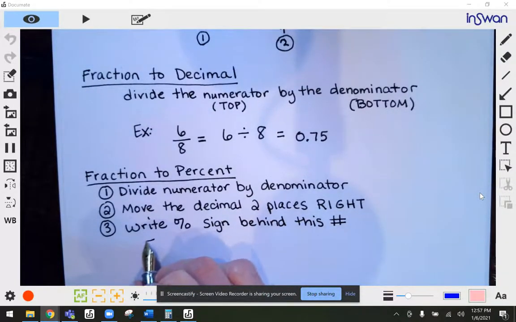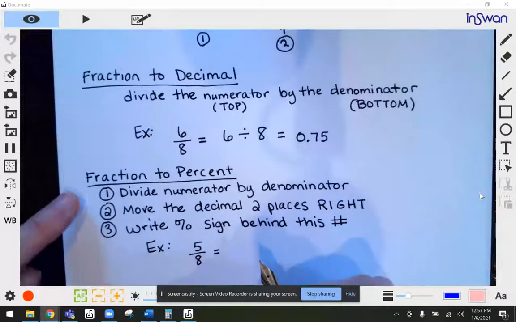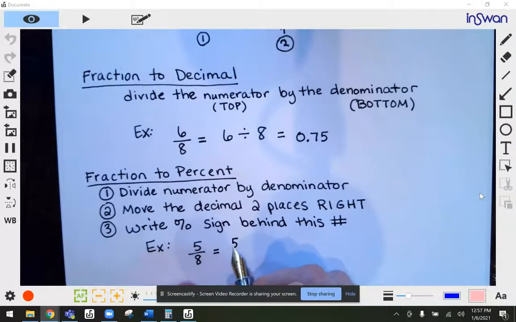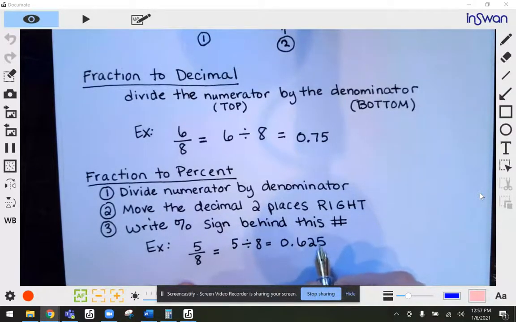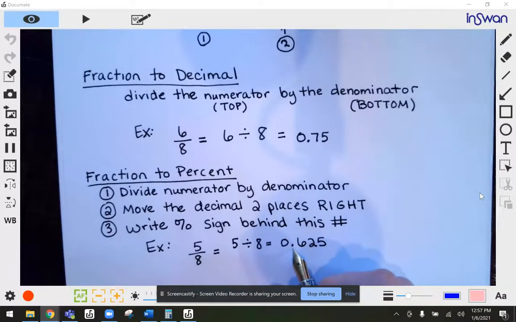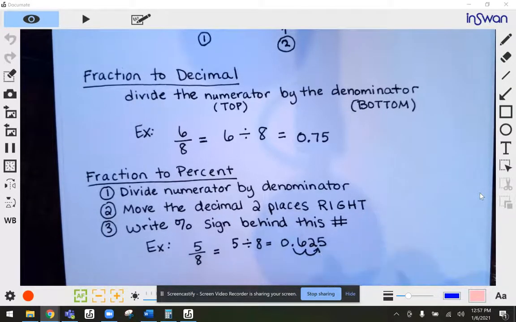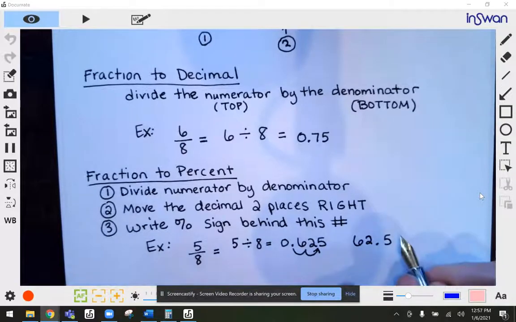Okay, so let's do an example of that. Say I had the fraction 5/8. I would start by dividing numerator by denominator, so 5 divided by 8, and that gives me 0.625. Then my second step is to move the decimal two places to the right. So it would go right there. So now I would have 62.5. And my final step is to write that percent sign at the end.